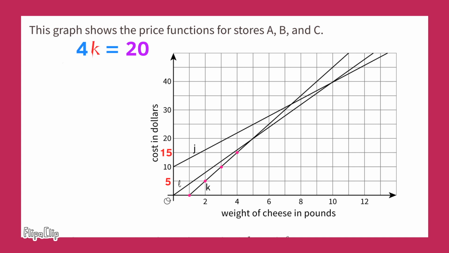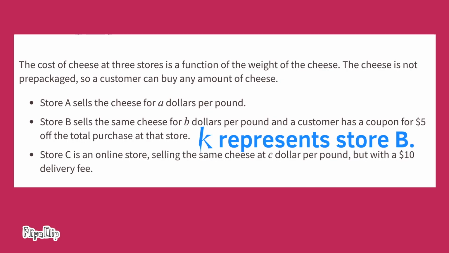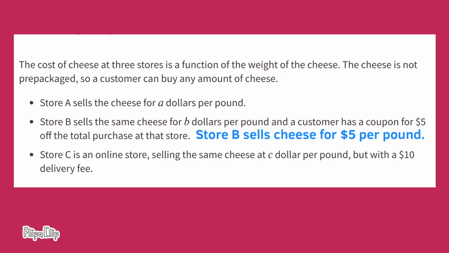Now it's a one-step equation. All that we have to do now is get the K by itself. I need to divide both sides by 4. 4K divided by 4 and 20 divided by 4. 4K divided by 4 equals 1K, or just K. And 20 divided by 4 equals 5. So now it reads K equals 5. Line K represents a store that would sell cheese for $5 a pound. Line K represents store B. Store B sells cheese for $5 per pound.